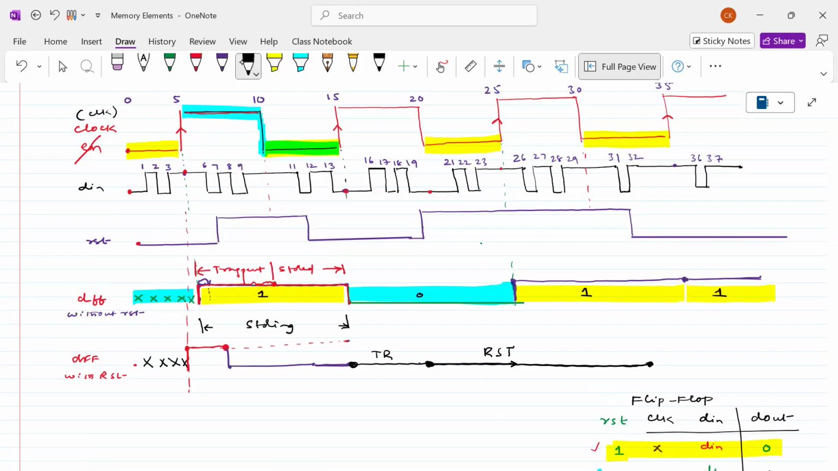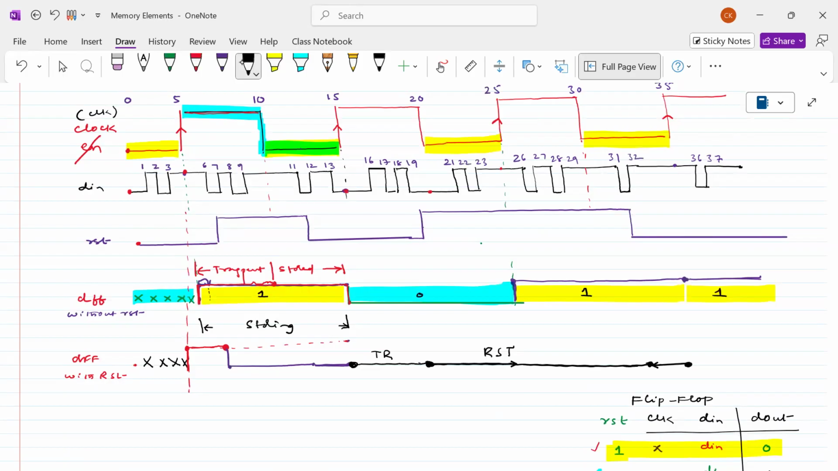Now what about here? Here again, there is a change, but it's not a positive change, it's a negative change. And can you see any kind of change here? There is no change here. That's the reason why it will continue till the next change. Depending upon the next change, whether the RST is changing or the clock is changing, that will be decided. So till this point, this is 0.